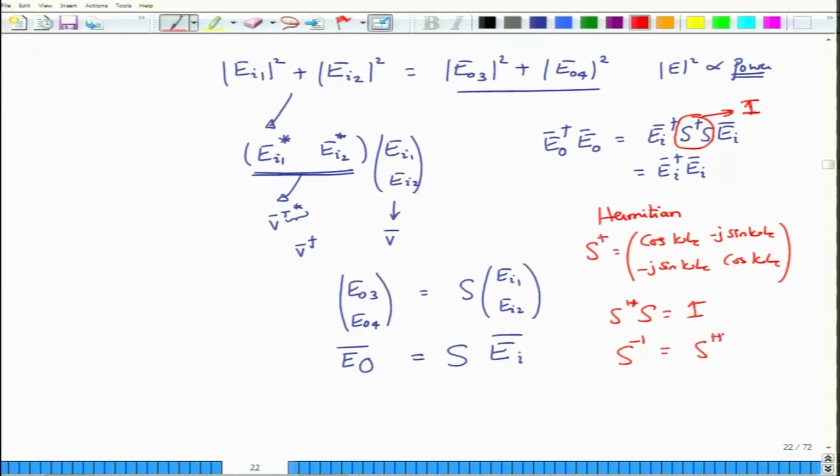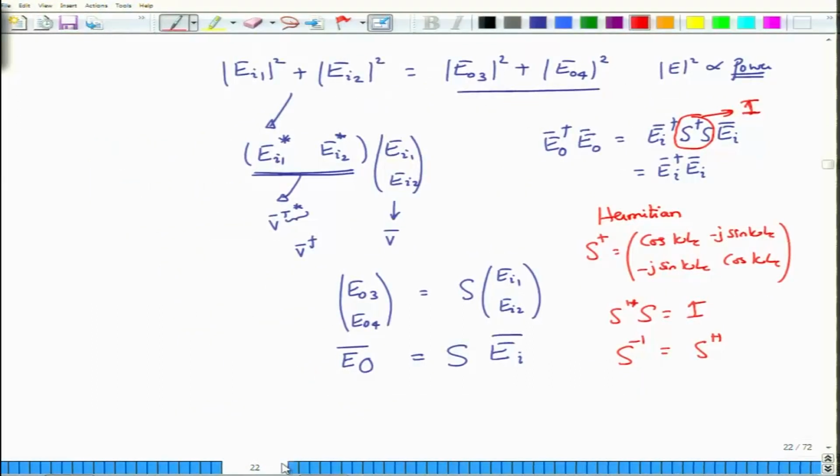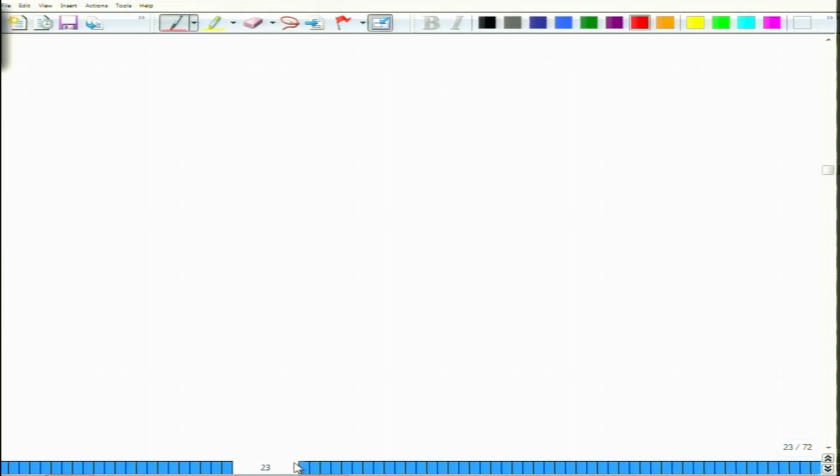So this is how we talk about a coupler in a very general manner, and we can choose various coupling ratios based on the matrix that we have. So let us look at one or two examples here.